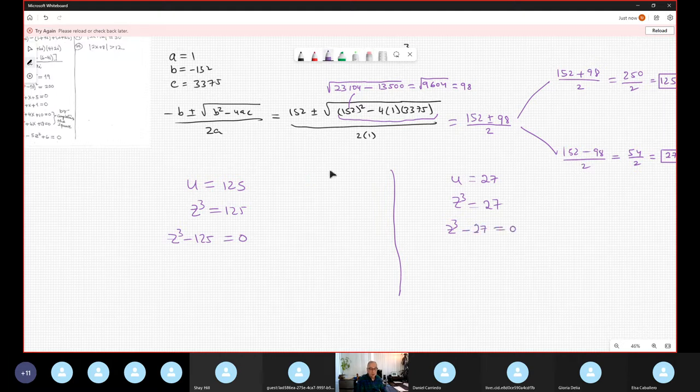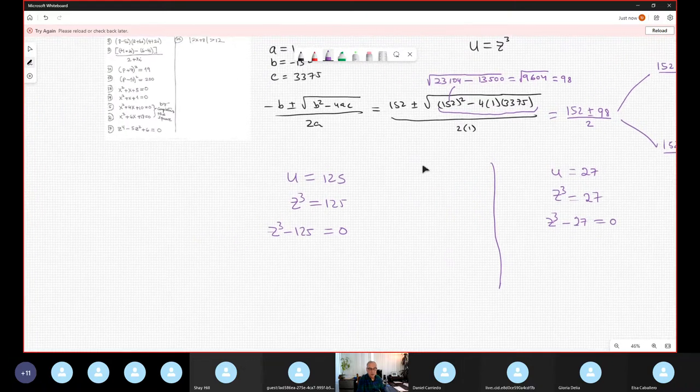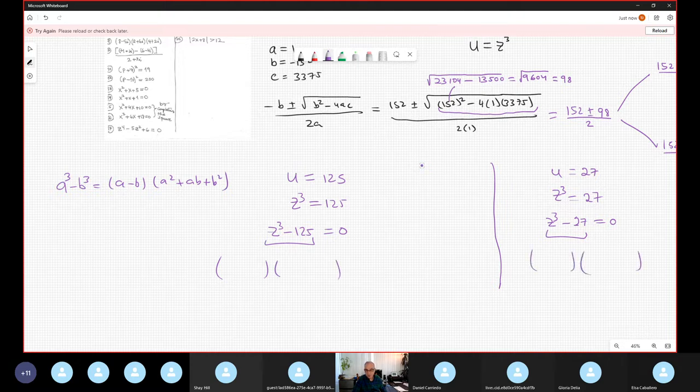Now you need to remember one formula that we studied in intermediate algebra, the difference of cubes. A cubed minus B cubed factors as A minus B times A squared plus AB plus B squared. You apply this in this scenario and in this scenario. You have two parentheses, one short, one long, because the short one is a binomial and the long one is a trinomial.